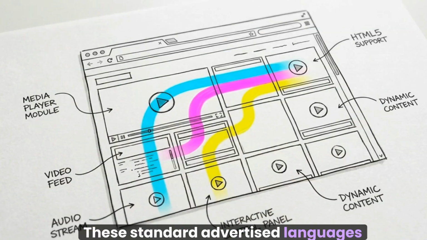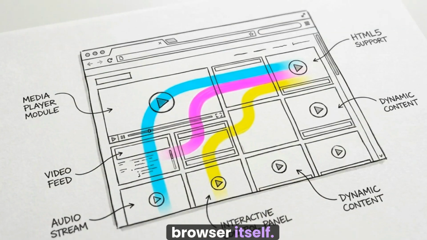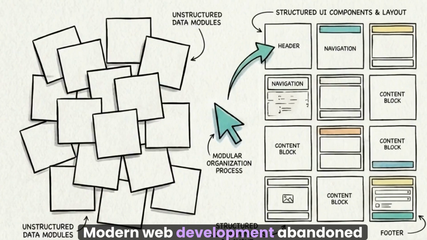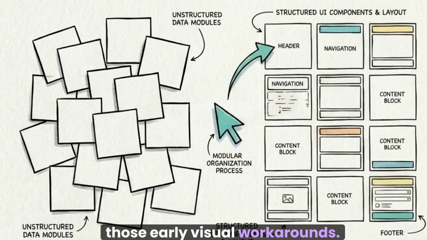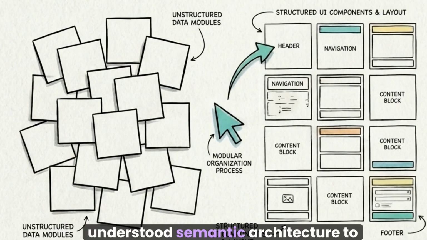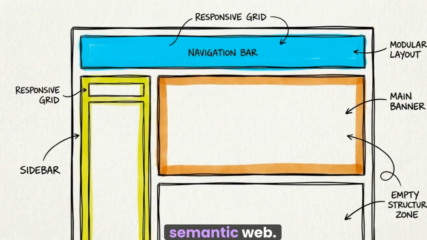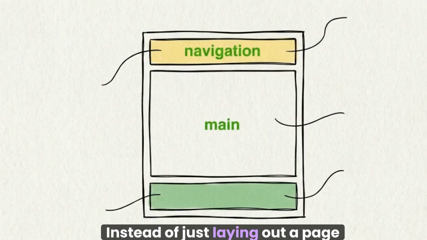These standardized languages brought robust styling and multimedia support directly into the browser itself. Modern web development abandoned those early visual workarounds. Today, it relies on a natively understood semantic architecture to create reliable, consistent experiences. This brings us to the concept of the semantic web. Instead of just laying out a page visually, semantic code gives the content actual meaning.